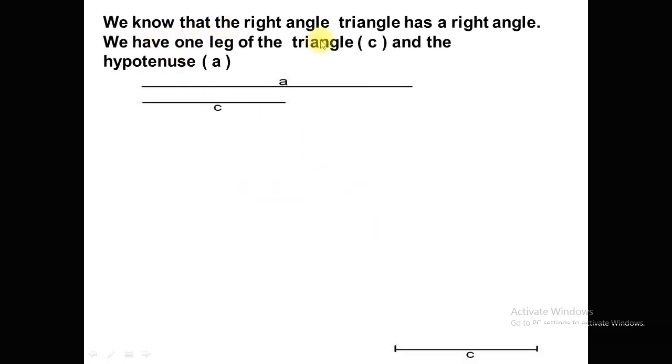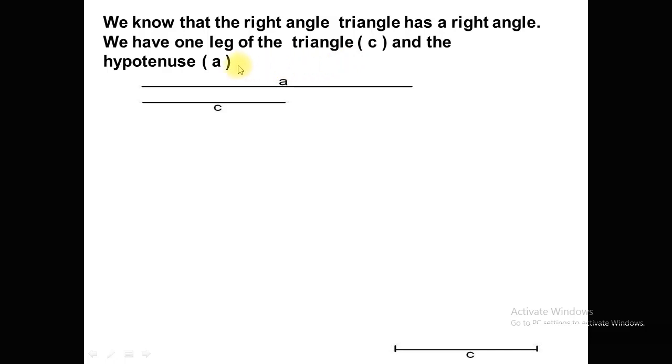Now we know that the right angle triangle has a right angle. We have one leg of the triangle and the hypotenuse. For the construction we have these three things known. One angle is 90, this is known. The length of the hypotenuse is known. Suppose A is the length of the hypotenuse, and the length of the other leg, suppose C, is also known.